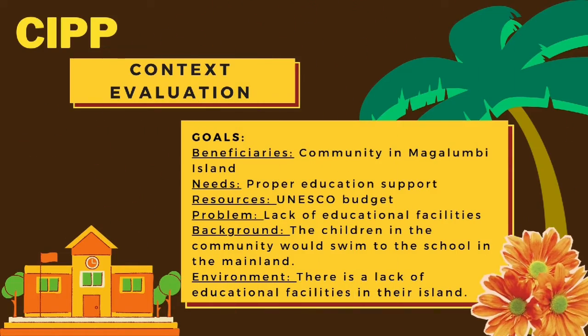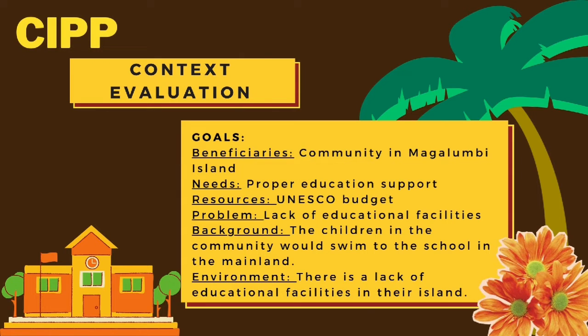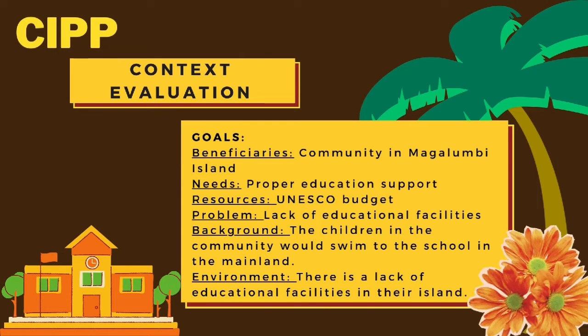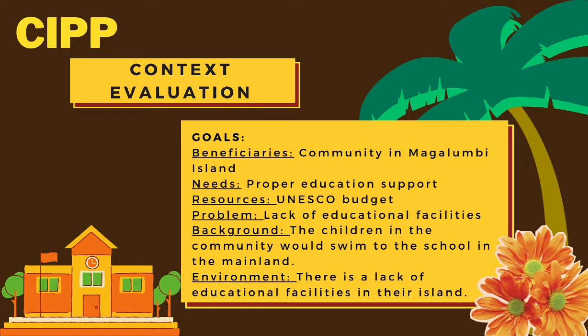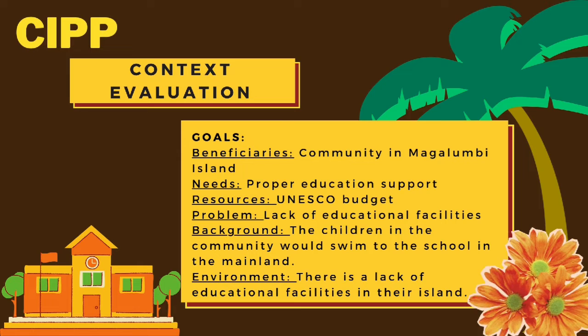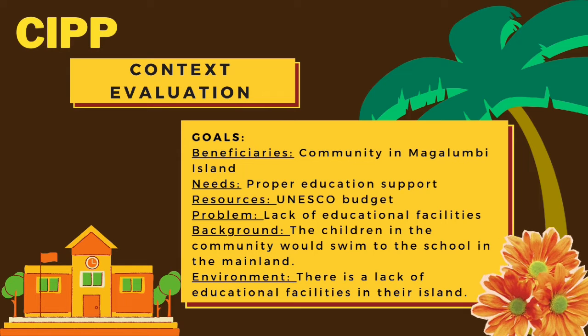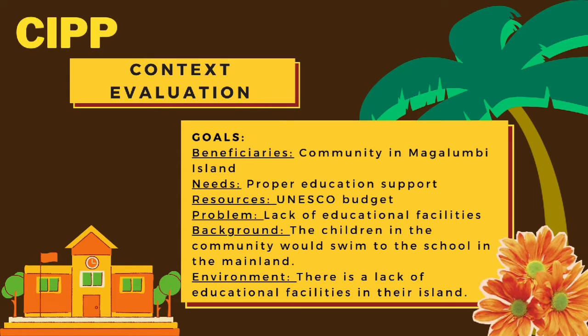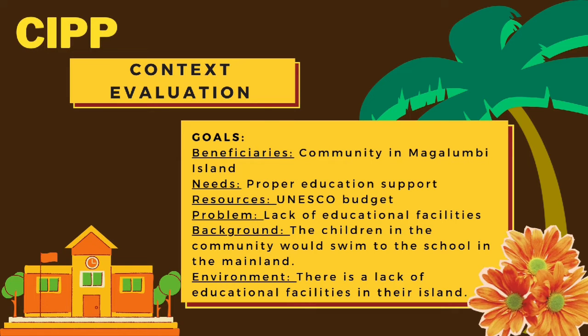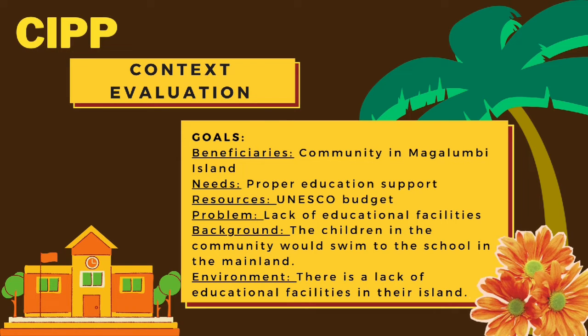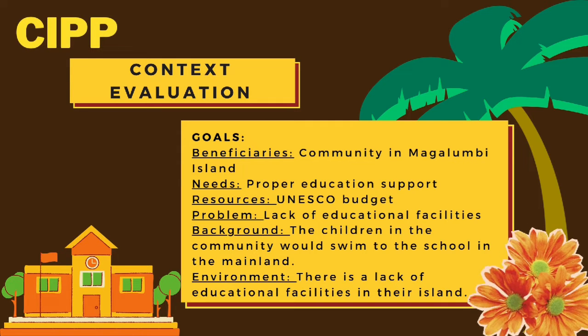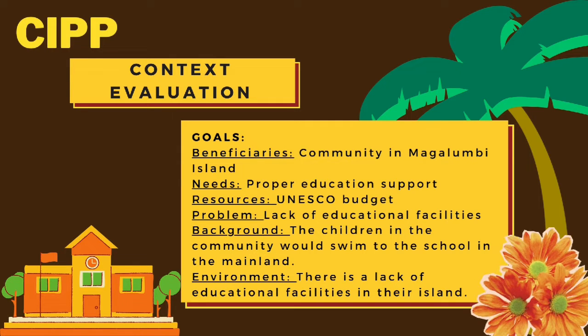First, context evaluation. Under context evaluation, we have goals. Beneficiaries of this program is the community in Magalumbi Island. Their needs is the proper education support. Resources will be coming from the UNESCO budget. The problem is their lack of educational facilities. The background is the children in the community would swim to the school in the mainland. Environment, there is a lack of educational facilities on their island.